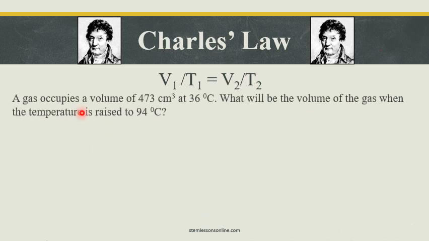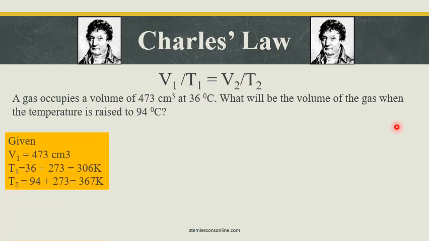A gas occupies a volume of 473 centimeter cube. So centimeter cube is a unit for volume, and that gas has a temperature of 36 degrees Celsius. Here the point is that degree Celsius we have to convert into Kelvin. So 36 plus 273 will be 306 Kelvin. And in the question, what will be the volume of the gas when the temperature is raised to 94 degrees Celsius? So I have to convert that 94 into Kelvin, and the unknown is the volume.